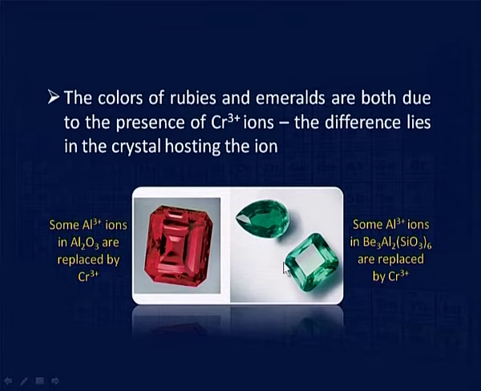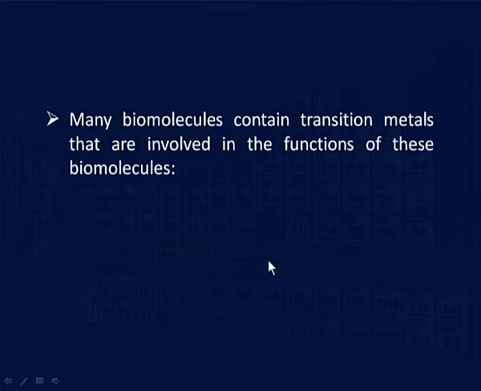Similarly, in emeralds, some of the aluminum ion in its structure is replaced by the chromium ion to give this beautiful green color. Although in both these gemstones chromium ion is present, the structure or the geometry of the chromium ion is different, giving the red color to one and the green color to the other.